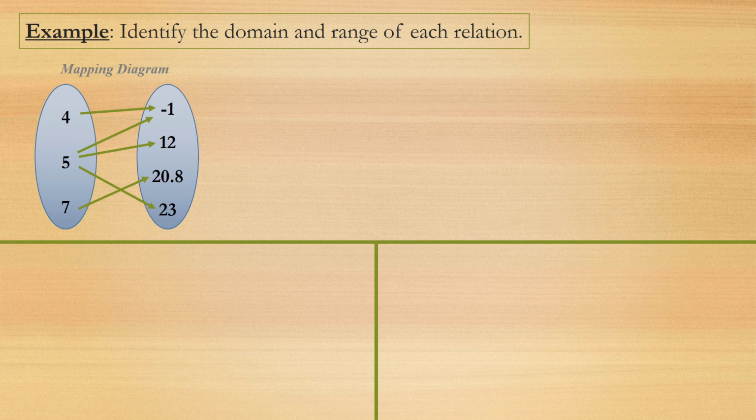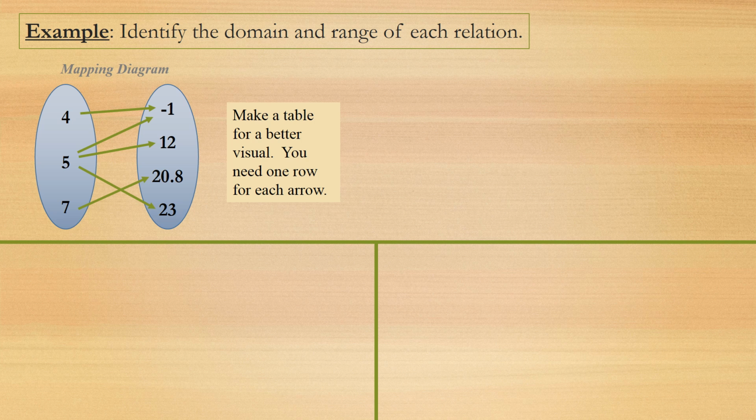Here are a few examples where we will identify the domain and range of each relation. In the first relation, we have a mapping diagram, and it shows the input 4 goes to the output -1. The input 5, if you follow this arrow, goes to the output 23. I would recommend you make a table for a better visual, and you will need 1 row in the table for each arrow. So pause the video here and go ahead and make the table.